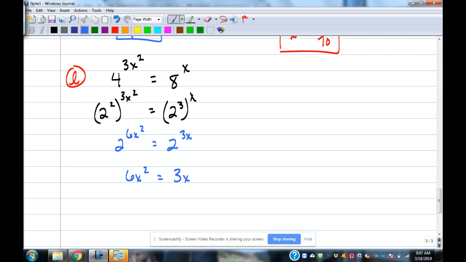How in the world do you solve that? No, you can't divide by x. x could be 0, and if x is 0, you can't divide by it. How can I factor it? Get it equal to what? 0. So I'm going to move the 3x by subtraction.